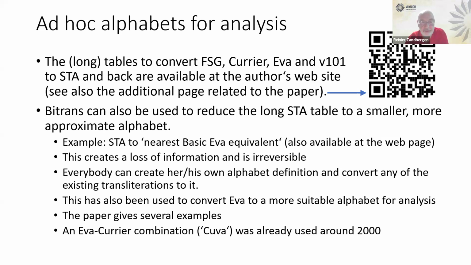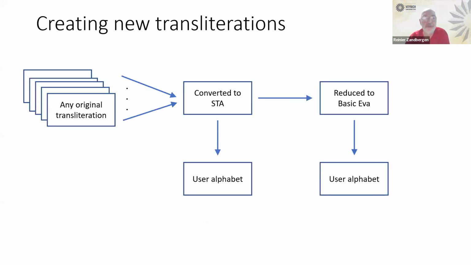In fact, I had already used something like that, a combination of Eva and Courier, which I called Kuva, in the year 2000. This graphic shows how that can be done. If we have on the left any original transliteration, this can be converted to STA. In fact, this has been done. All these files are available at my website. Then anybody can create a very long table to convert from STA to his own user alphabet, or if he doesn't want to do all that work, he can use the existing table to convert STA to basic Eva and then make his own alphabet and create his own much shorter table from Eva to his own alphabet.